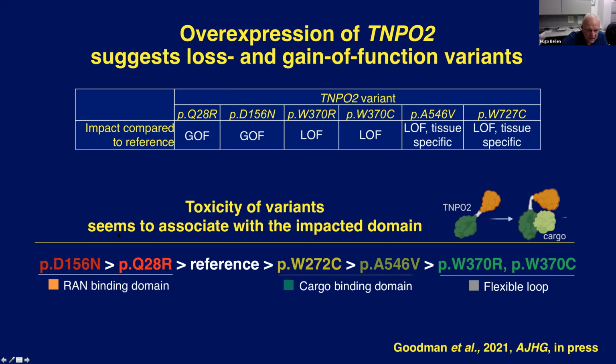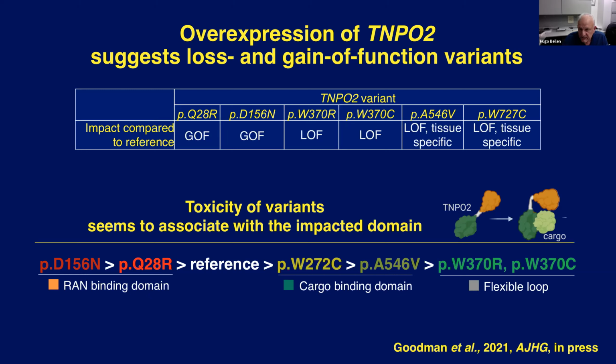So what the study shows is that there's a lot of patients that we identified, and when we modeled these patients and looked at the amino acid changes in different domains, they seem to cause different phenotypes. And so we infer from this that mutations in the RAN binding domain may cause a gain of function phenotype, whereas in the cargo binding domain, they may cause a loss of function phenotype. And in the flexible loop, they may cause a variable phenotype.